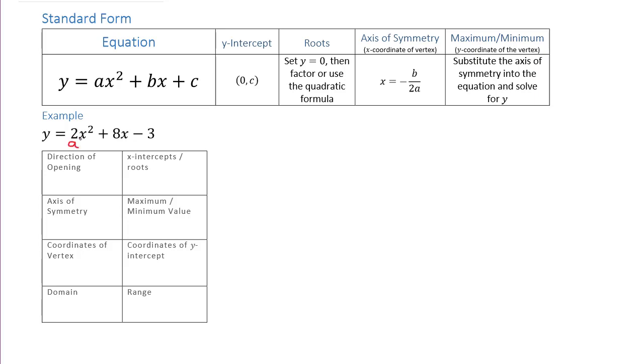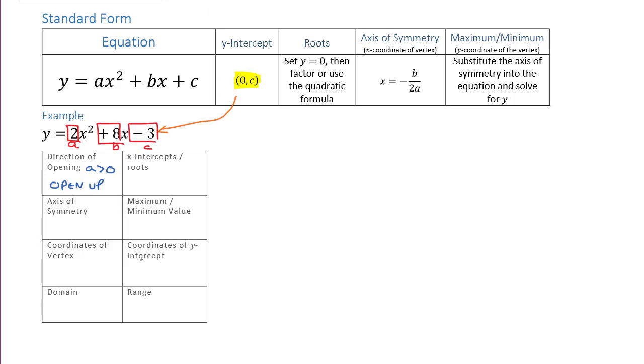In this case, a would be 2, b would be +8, and c would be -3. So the first thing I can say is that this definitely opens upwards. It opens up because a is greater than 0, a is positive. That's the first piece of information that's easy to get. The next thing that's really easy to get in this form is your y-intercept. The easiest piece of information to pull out is the y-intercept. In standard form, our y-intercept is always (0, c). So c in this case is -3.